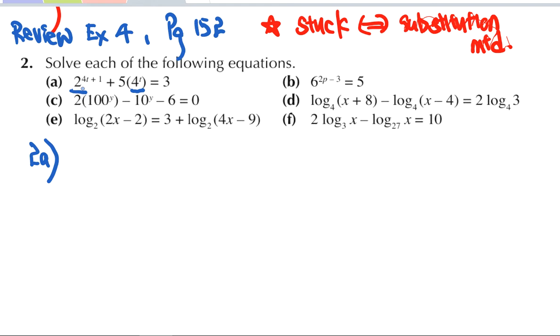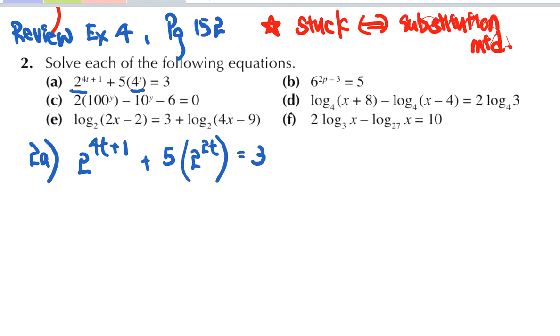But the one is 4 to the power of t. Okay, I agree with Zishun, because when I want to use the substitution method, I try to use the smaller number. I don't use the bigger number. Not to say cannot, alright? But it's always easier to deal with the smaller number.